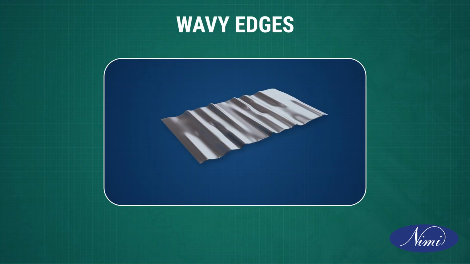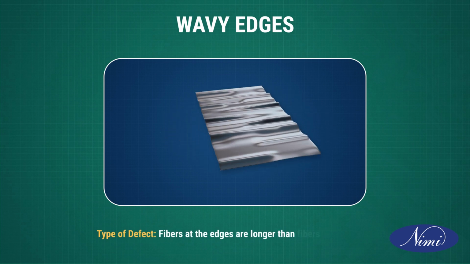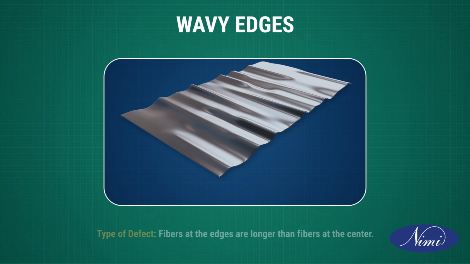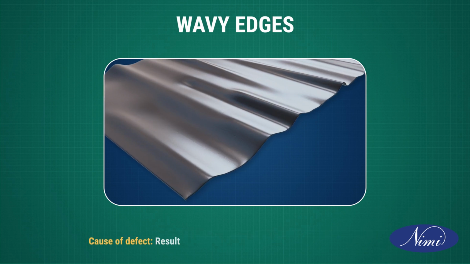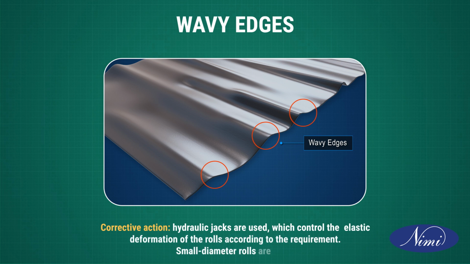Wavy edges. Type of defect: fibers at the edges are longer than fibers at the center. Cause of defect: result from concave roll bending and elastic deformation. Corrective action: hydraulic jacks are used, which control the elastic deformation of the rolls according to the requirement. Small diameter rolls are used.